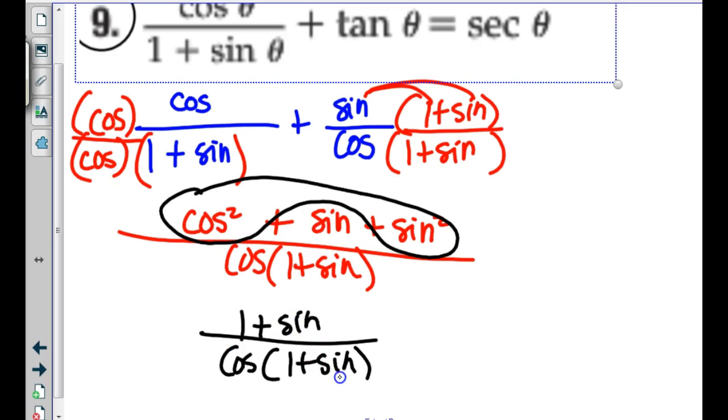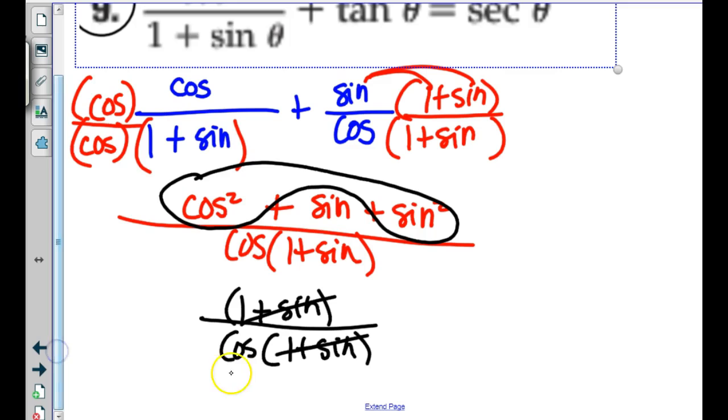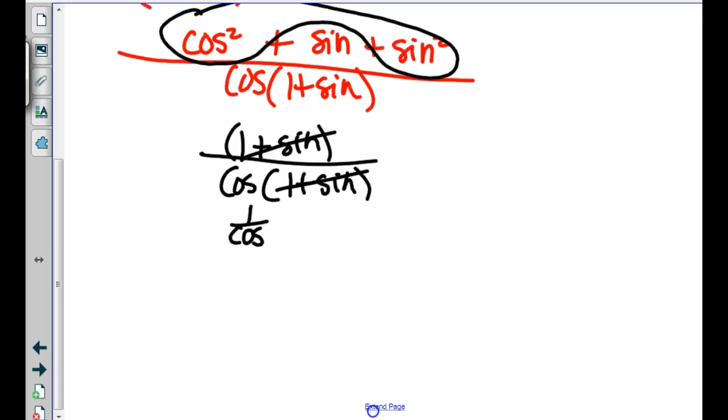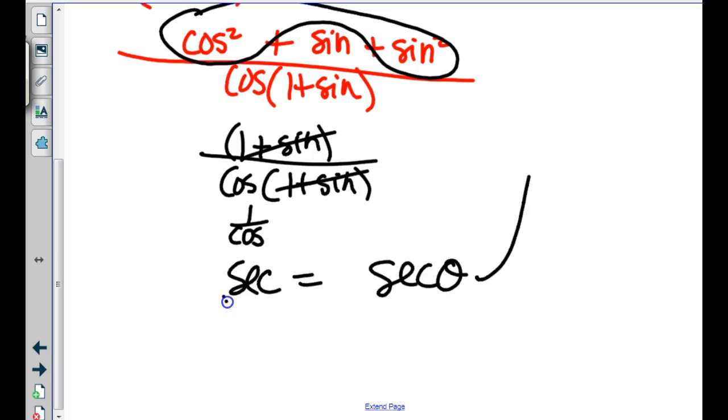Now can I cancel the 1 plus sine? Yes, but I can't do it up here, guys, because there was adding and subtracting going on still, right? So you got to rewrite it before you try to cancel it. Otherwise, I'm going to give you an error. Now, what do I have left? Be careful. Yeah, 1 over cosine, which is secant, which is what they wanted us to get up top.